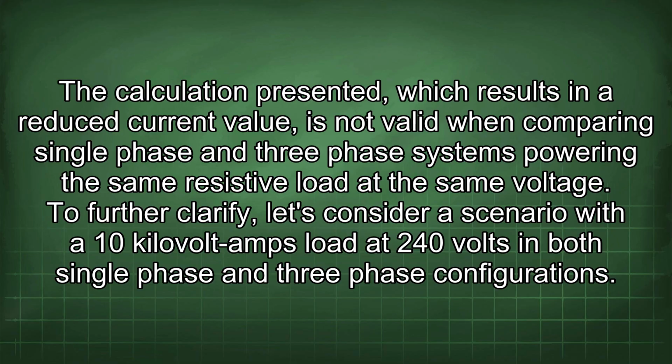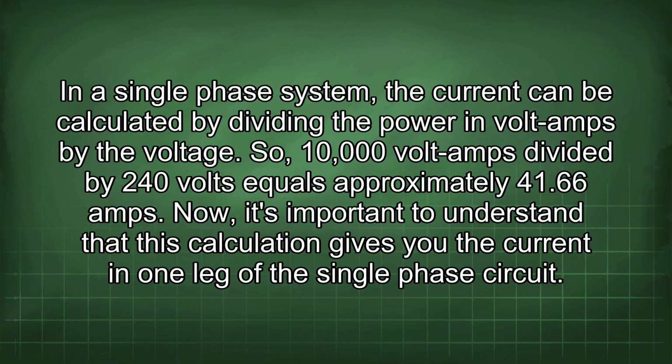To further clarify, let's consider a scenario with a 10 kVA load at 240 volts in both single-phase and three-phase configurations. In a single-phase system, the current can be calculated by dividing the power in volt-amps by the voltage. So, 10,000 volt-amps divided by 240 volts equals approximately 41.66 amps. Now, it's important to understand that this calculation gives you the current in one leg of the single-phase circuit.